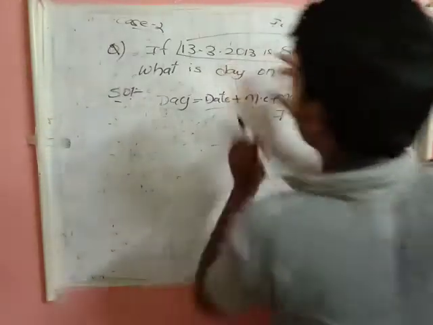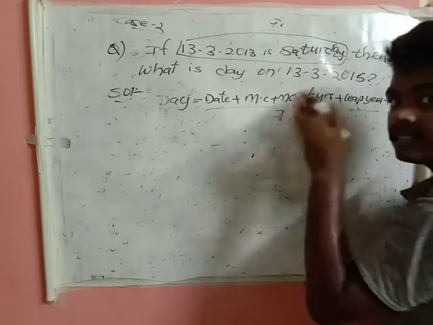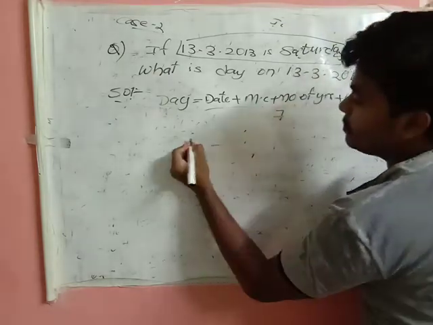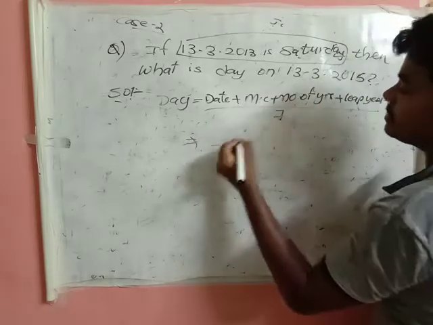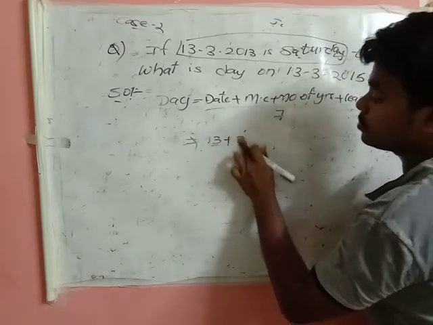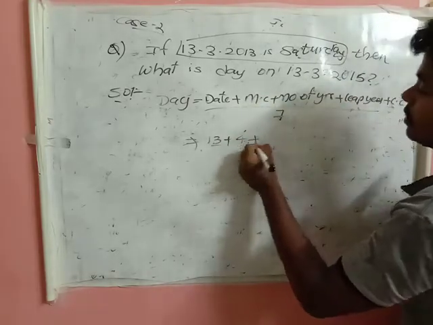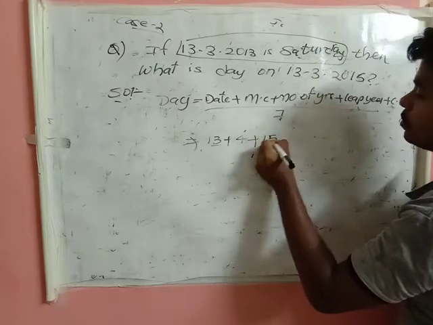In the same process, we just apply the same procedure and try to get this. Here the date is 13, and the month code for March is 3, sorry, 4. Next, the number of years is 15.